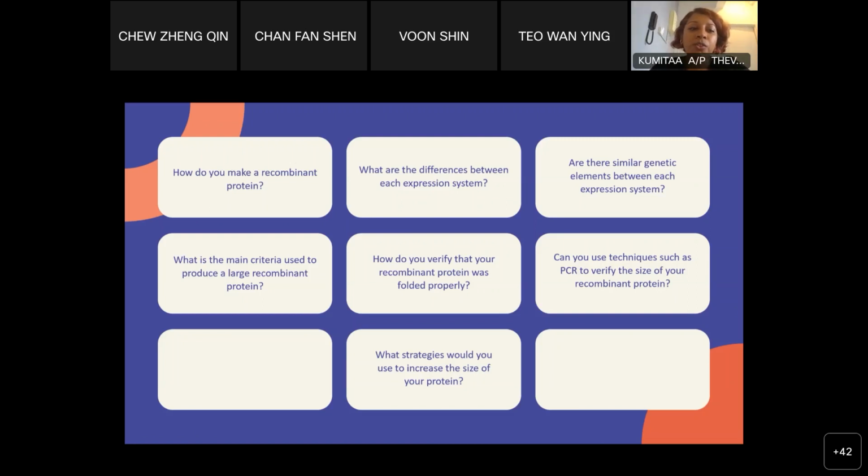What is the main criteria used to produce a large recombinant protein? We saw lots of different things, from the size of the plasmid to whether it integrates or not to how you can purify it. Which do you think is the main important criteria? How do you verify that your recombinant protein was folded properly? Do you think it's something that you look at early on when you're cloning, or is it something that you can only do when you're trying to purify and isolate your protein? Can you use techniques such as PCR to verify the size of your recombinant protein, or are there other ways to do it? And what strategies would you use to increase the size of your protein?